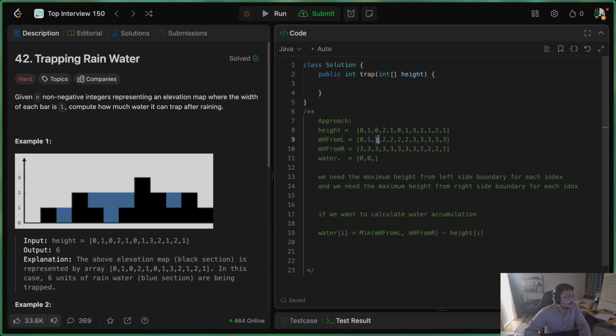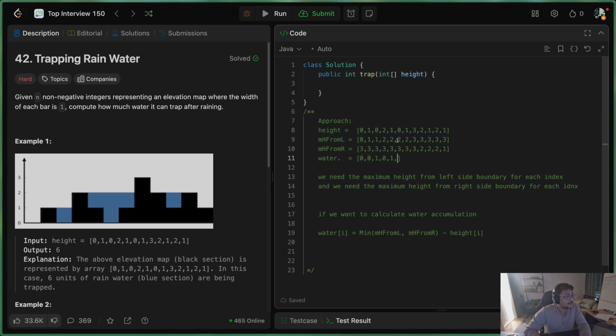Then again we have to take a minimum of 1 and 3, so it is 1, and then we subtract 0 from 1, so we have water as 1 unit. Again we take a minimum of 2 and 3, so the minimum would be 2, and if we subtract the height using this formula, this will be 0. Again we take a minimum of 3 and 2, so 2 is the minimum, and we subtract 1 from it, so it will be 1 unit of water here.